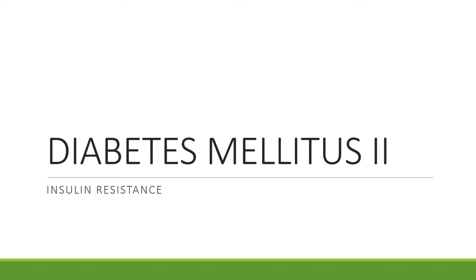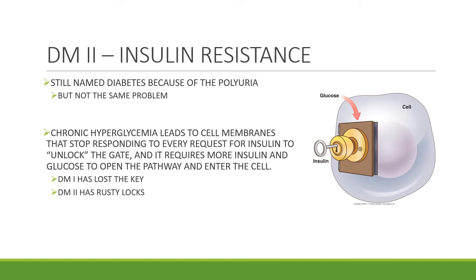So just keep in mind that just because these have similar name tags on them, they really are not the same disease. Diabetes type 2 is insulin resistance. It's named diabetes because of the polyuria, but it's not the same problem. So we've got chronic hyperglycemia that leads to kind of an overload of the cell membrane, and it stops responding to every request for insulin to unlock the gate, and it requires more insulin and glucose to open the pathway and to enter the cell.